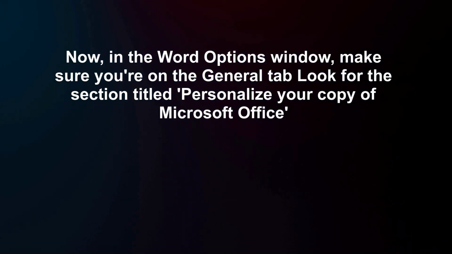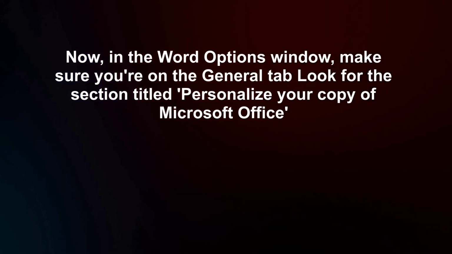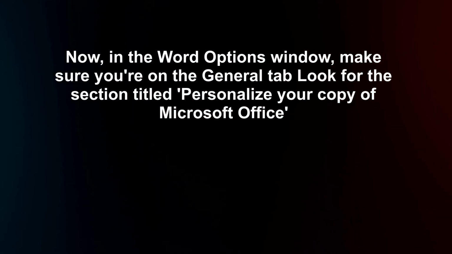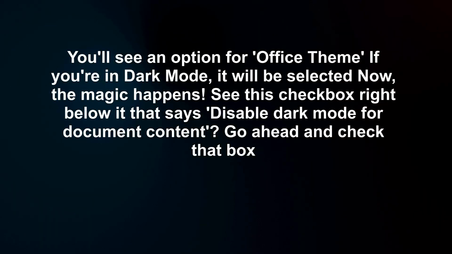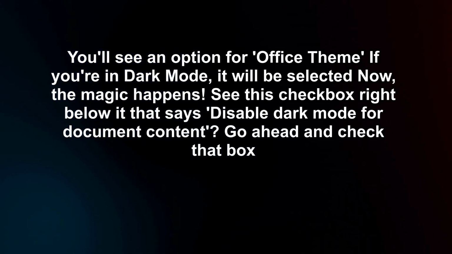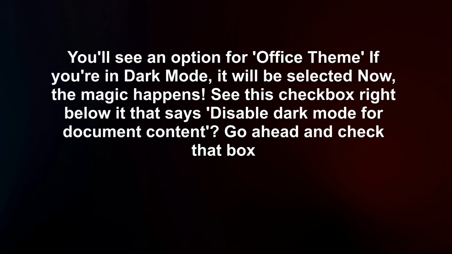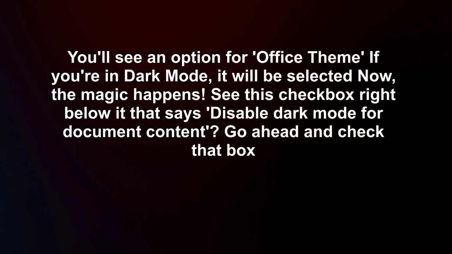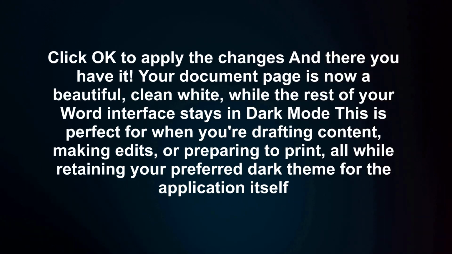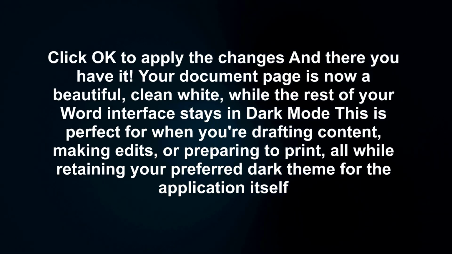Now, in the Word Options window, make sure you're on the General tab. Look for the section titled Personalize your copy of Microsoft Office. You'll see an option for Office theme. If you're in dark mode, it will be selected. Now, the magic happens. See this checkbox right below it that says Disable Dark Mode for document content. Go ahead and check that box. Click OK to apply the changes, and there you have it.